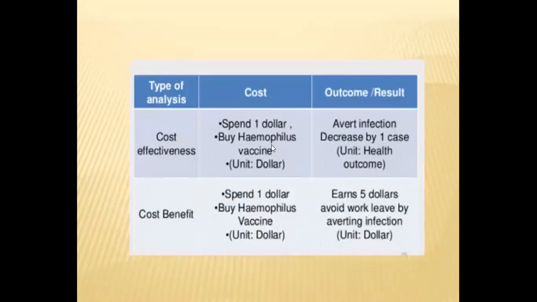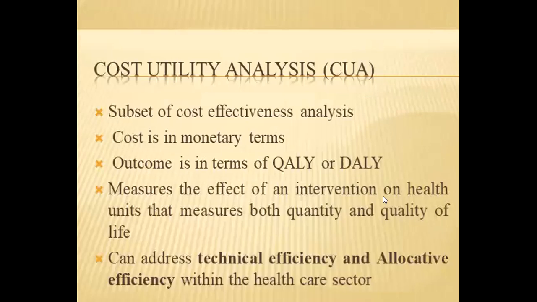In cost effectiveness analysis, if we spend $1 and buy the Hemophilus influenzae vaccine, the cost is in dollars and the outcome is in the form of a health outcome, meaning we avert infection, a decrease by 1 case. In cost benefit analysis, the cost is in dollars. For example, if we spend $1 on Hemophilus influenzae vaccination, we earn $5 because we avert work leave by averting infection, which is also in the form of money in cost benefit analysis.